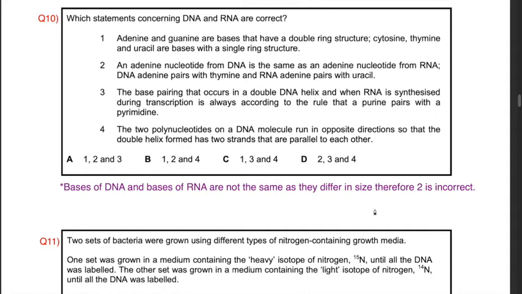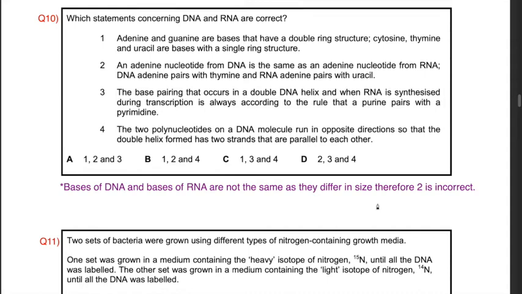1, 3 and 4. Adenine and guanine are bases that have a double ring structure. That is correct because adenine and guanine are purines. If you recall purines, you will get that adenine and guanine are purines, hence double ring structure. Cytosine, thymine and uracil are bases with a single ring structure. That is correct. Let's look at 3.